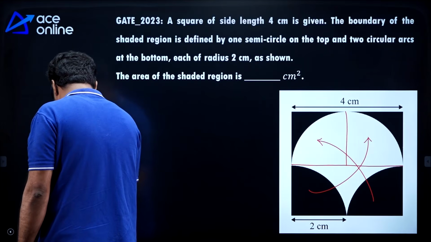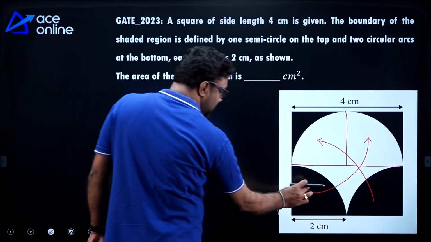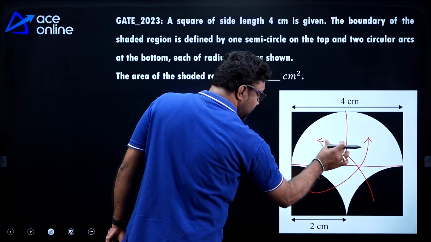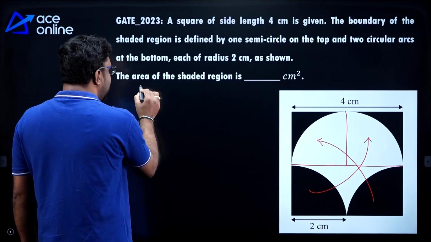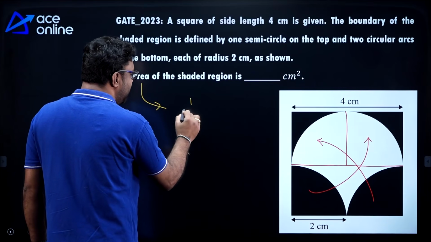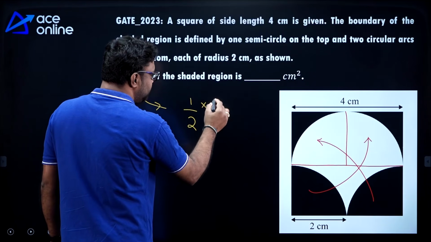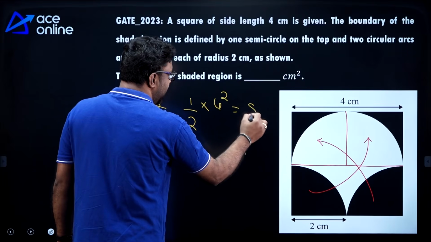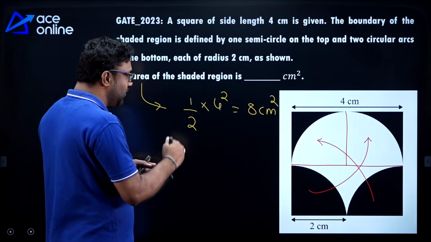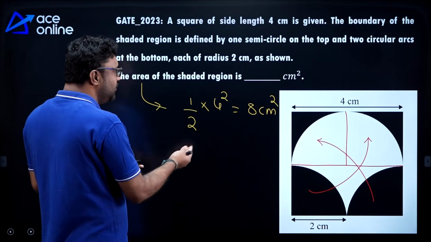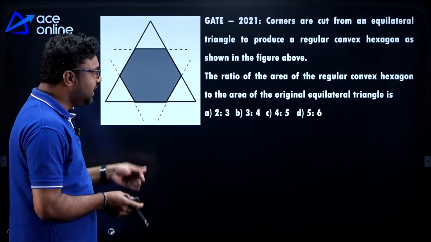So it's very simple if you visualize in a proper way. This half part you shift here, this one you shift here, then the entire above is shaded, the entire below is unshaded. So the shaded area is nothing but half into 4 square, which is nothing but 8 centimeters square. Of the entire square, only half is shaded, half is unshaded, use that. Now let's see about this question.